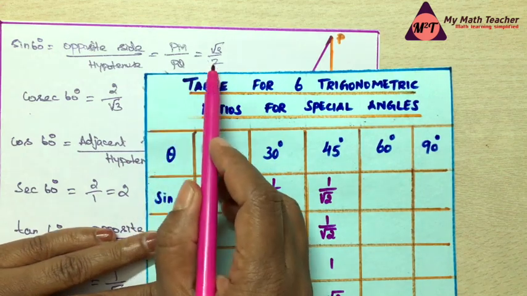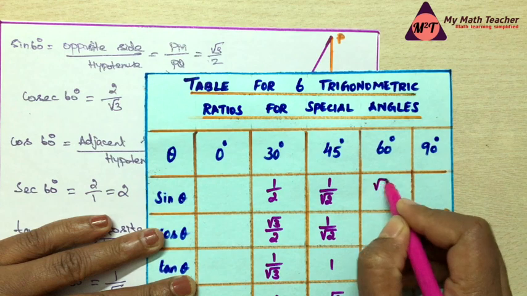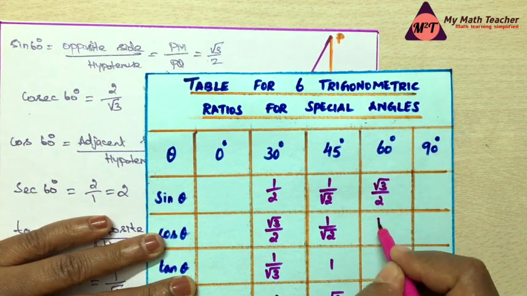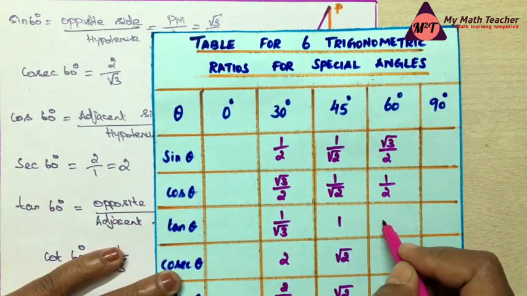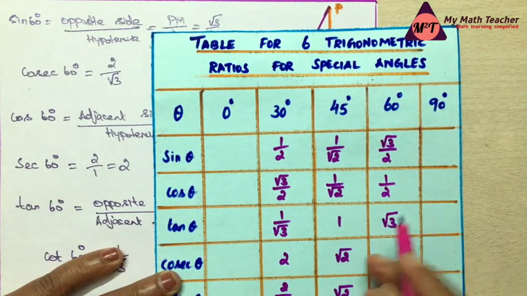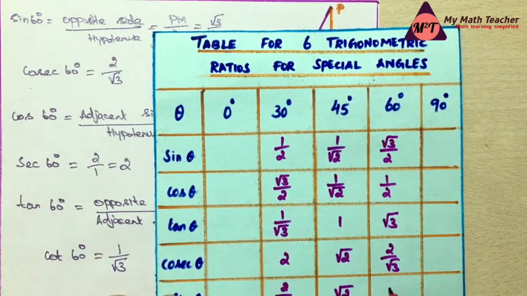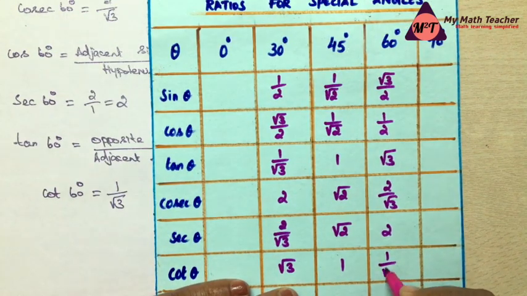Let us write the values for 60 degrees. Sin 60 is root 3 by 2. Cos 60 is 1 by 2. And tan 60 is root 3. Cosecant is 2 by root 3, secant is 2 and cot is 1 by root 3.